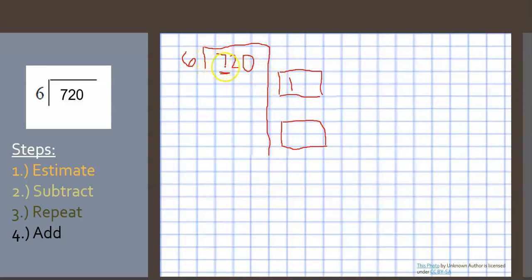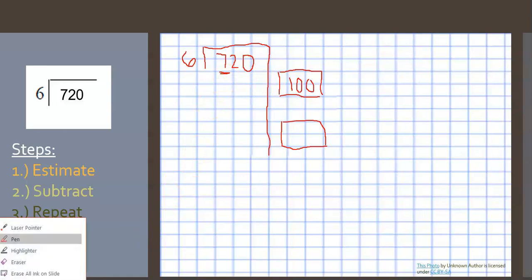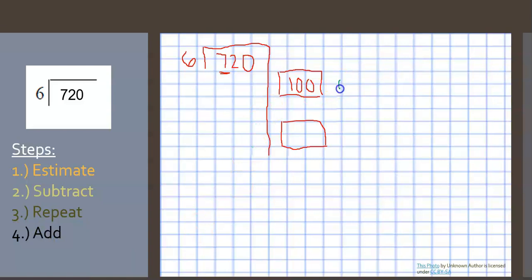But I'm not really in this problem trying to figure out how close I can get to 7. I'm really trying to look at how close I can get to 720. So what can I multiply 6 by that starts with the 1 to get close to 720? That answer is going to be 100, because 6 times 100 equals 600. I'm going to change colors real quick. So here we can say 6 times 100 equals 600. Another way I could have done that is to say, well, 6 can go into 7 one time, and then I added my 2 zeros to finish the number out to get to my 100's place value.